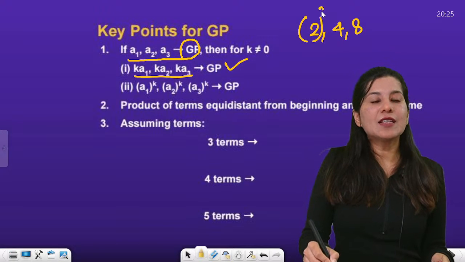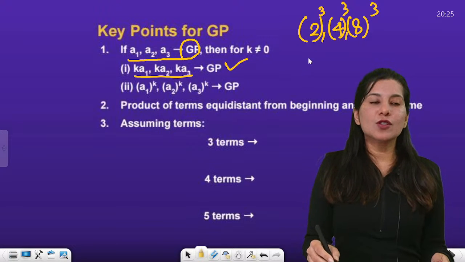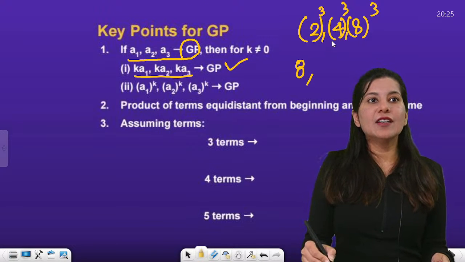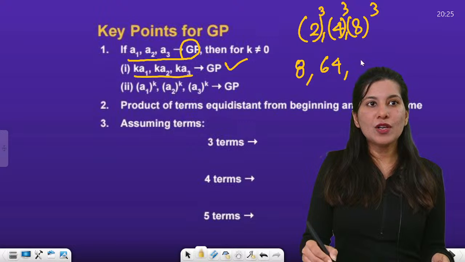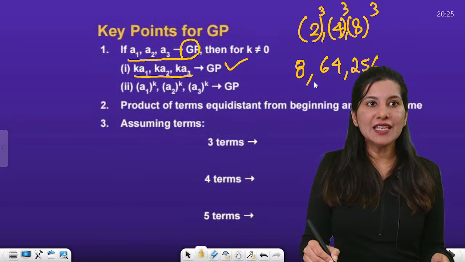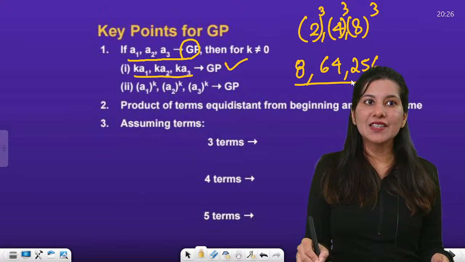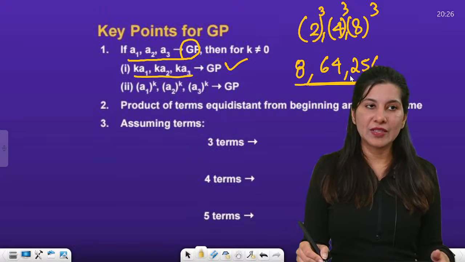Now if I raise it to power 3, what will happen? This will be 2 cubed, 8; 4 cubed, 4 fours are 16, so 64; and 8 cubed, 8 eights are 64, so 512. Can you see that these are in geometric progression 100%, right? So you can raise any power.